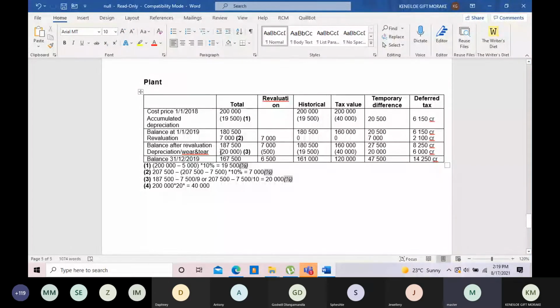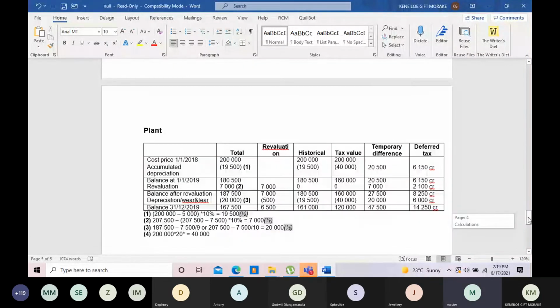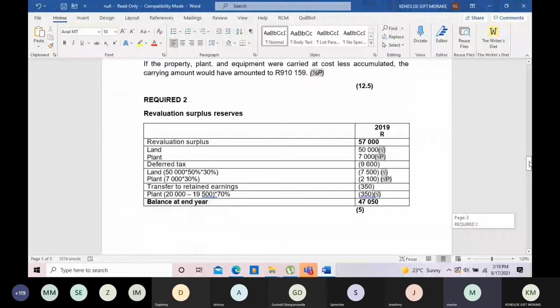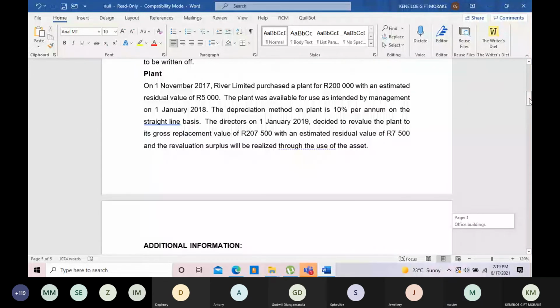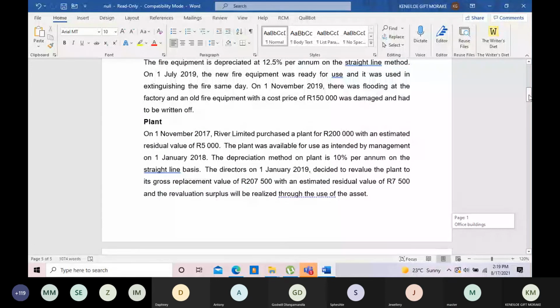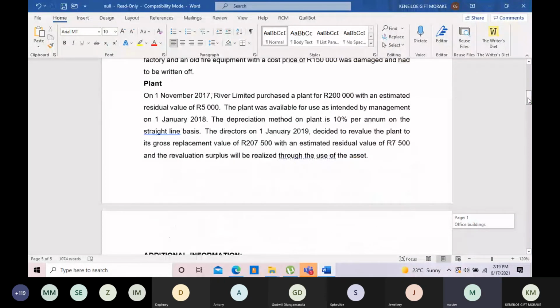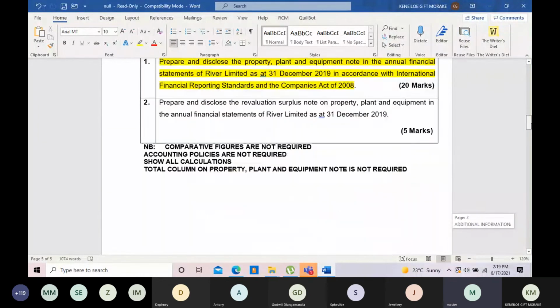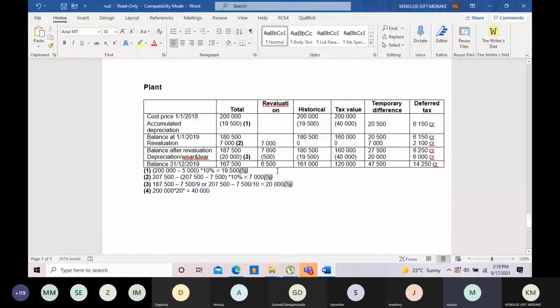Let me go back and check. Oh, it's a depreciation. So depreciation is 20,000 in brackets, and then you say 187,500 minus 20,000, you get how much? You get 167,500. Then you are done with the column of the totals.